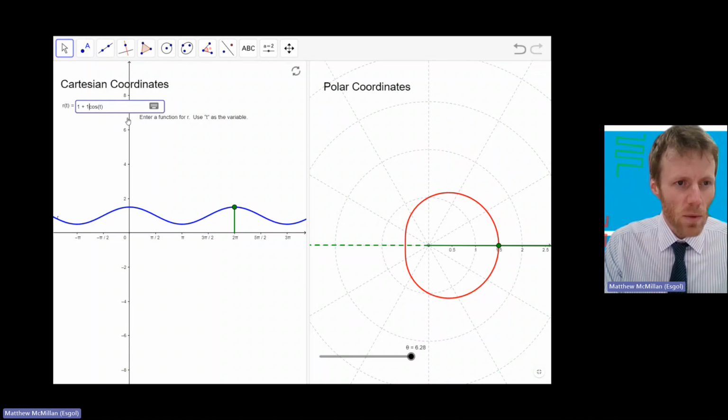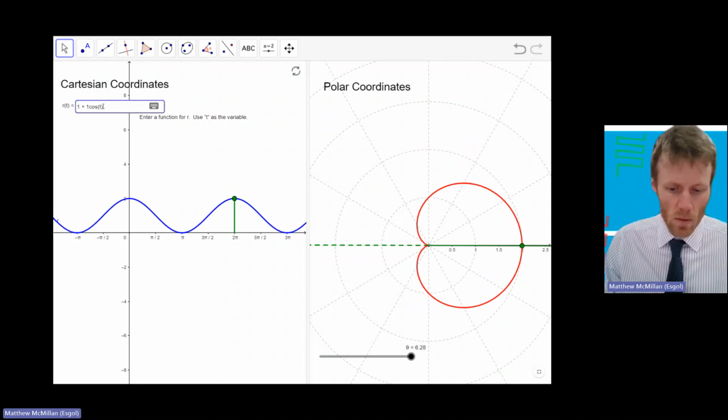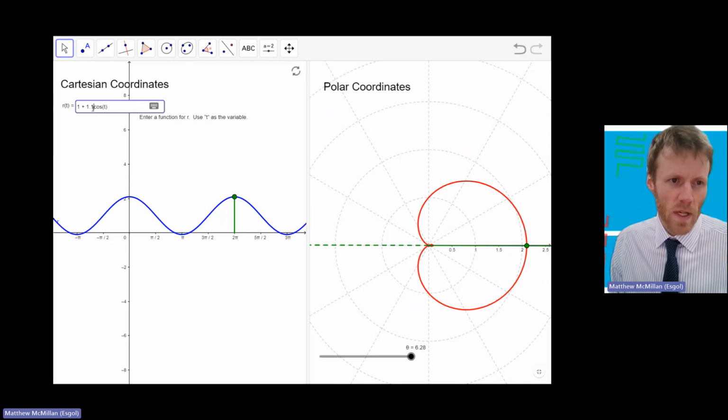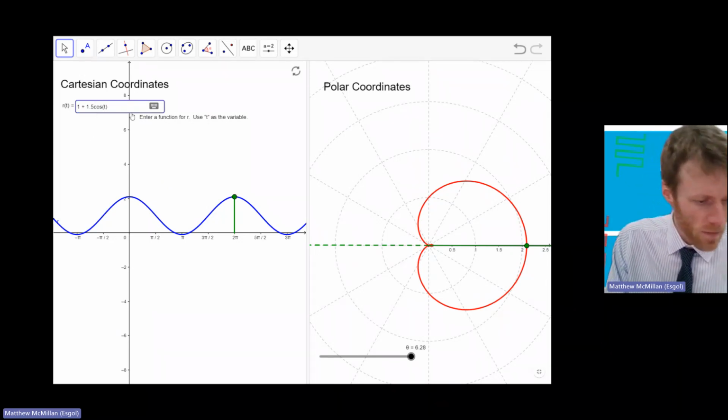So that was 1. If I make this bigger than 1, so 1.1, I'm making it bigger than the number at the front here. Something odd is happening in the middle there where my mouse is, and I just want to investigate that. Maybe I should make this 1.5.